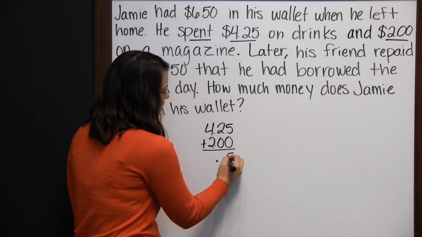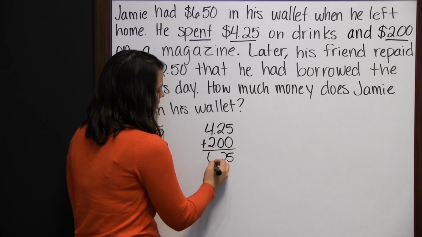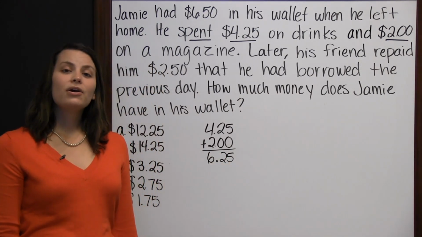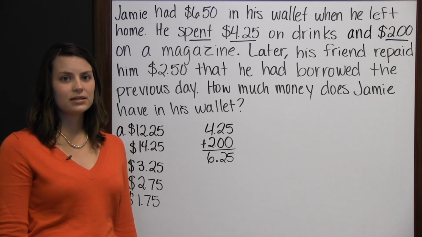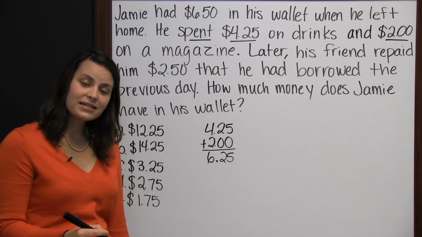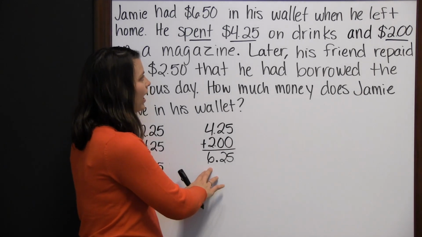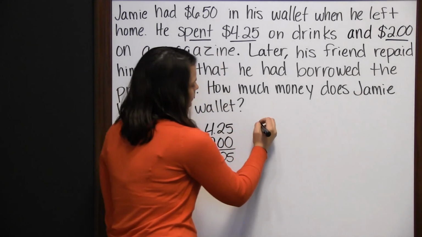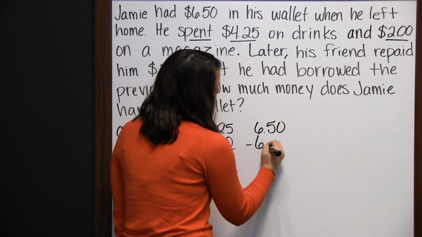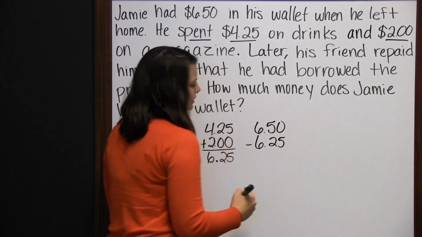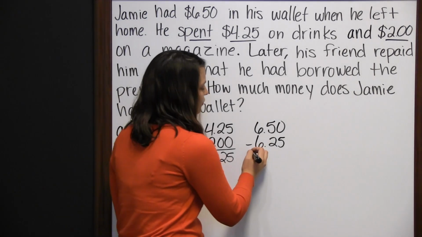5 plus 0 is 5, 2 plus 0 is 2, 4 plus 2 is 6. So now I know he spent a total of $6.25. And if he spent that much money, then that's money that is taken away from what he had. So he started with $6.50, but he spent $6.25. So I have to subtract what he spent from what he had before.